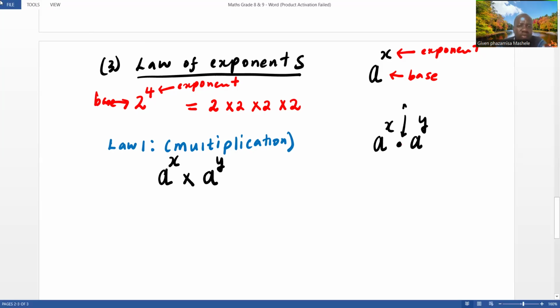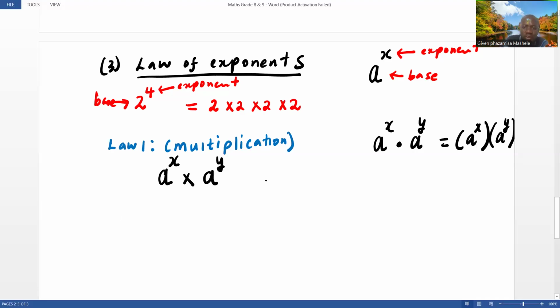Or another way we can use brackets. Brackets can also represent multiplication. Instead of putting a dot or a cross, we can even use this. We can also say a to the exponent of x in the brackets, in another bracket, then we say a to the exponent of y. So this is also the same as multiplication.